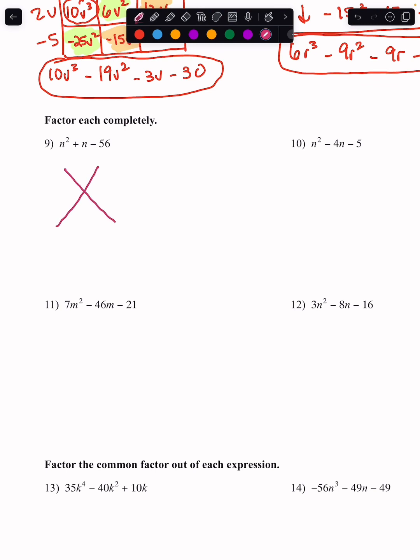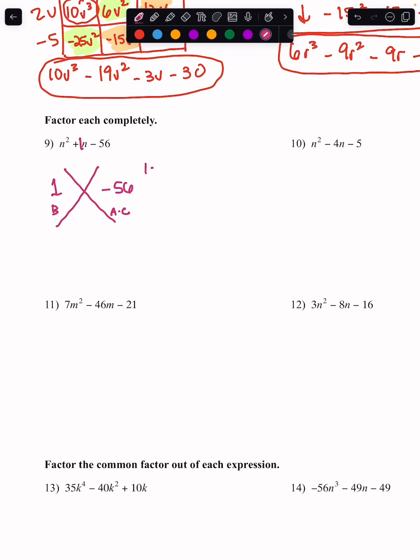And then remember, a times c is back here, and then b is in the front. And in this case, since there's no number in front of n, my b is number 1. And then my a times c is negative 56. Okay? I got to figure out what times what is negative 56.